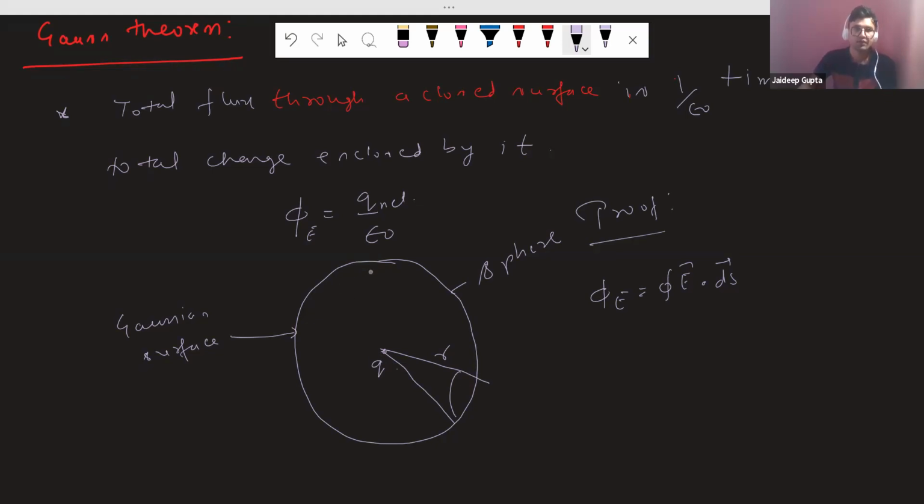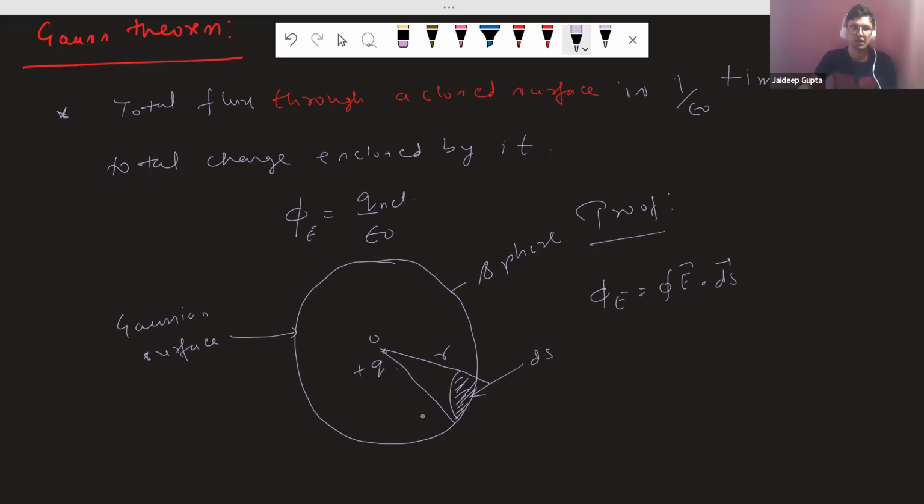Now let it be a charge surrounded by a Gaussian surface. It is an imaginary, hypothetical surface, and it must be symmetrical. If it is a point charge, then we have to assume a spherical Gaussian surface having radius r. Let there be a small portion having area ds. Now, this is a positive point charge. Iram, let me know what is the direction of the field due to this positive charge.